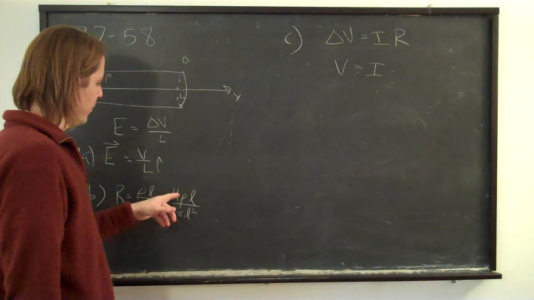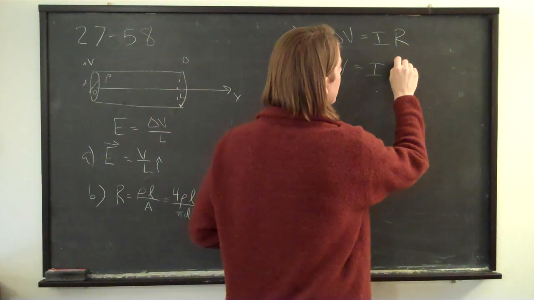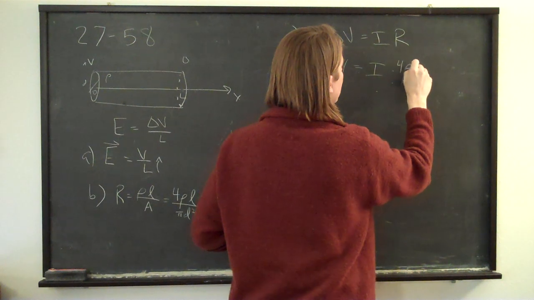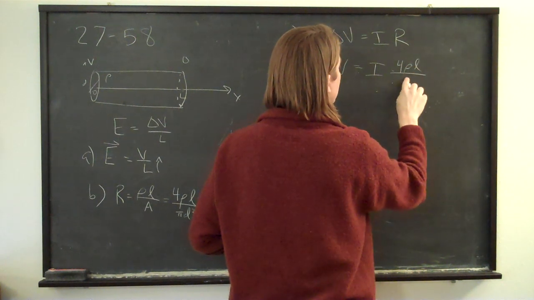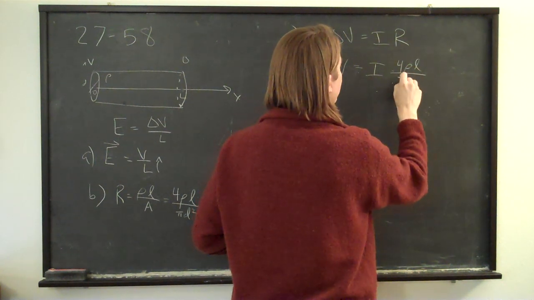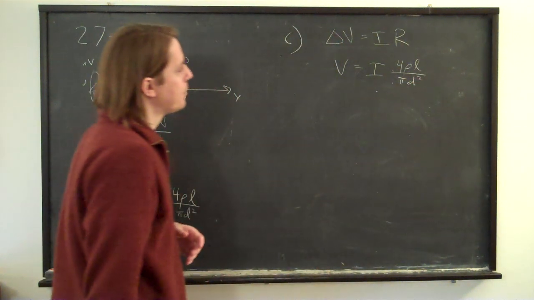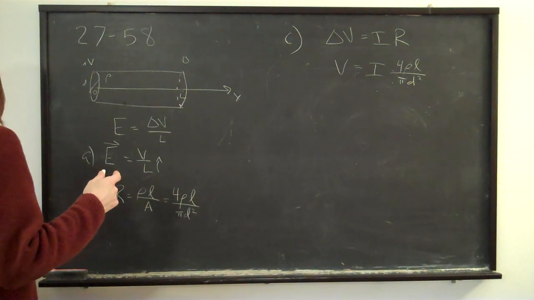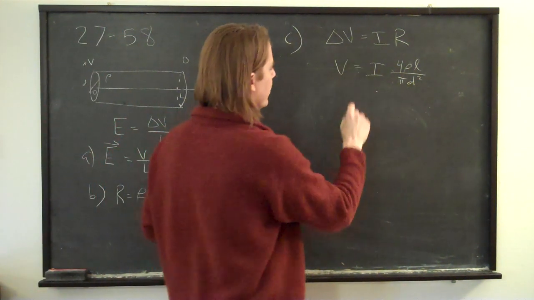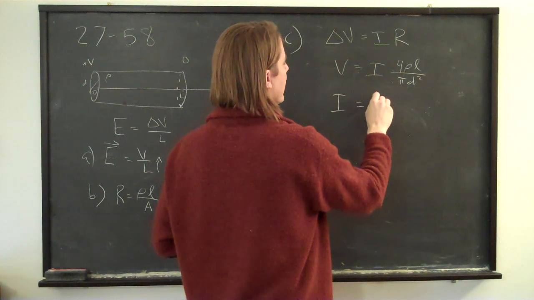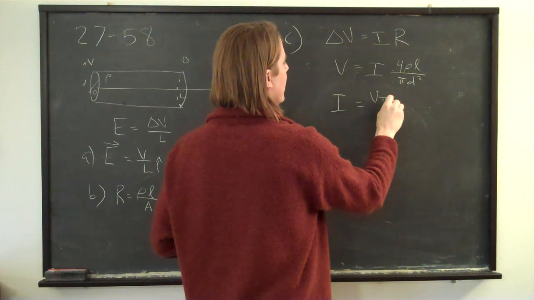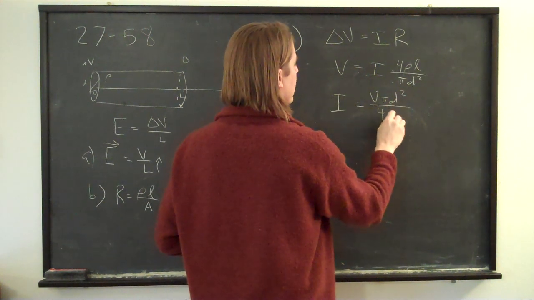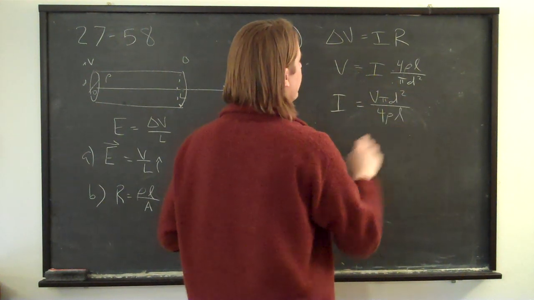And we can write down here 4 rho L over pi d squared. So to solve for the current, the current is V pi d squared over 4 rho L.